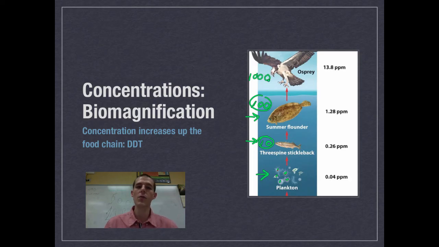And DDT has been found to weaken the eggshells of birds of prey, which means that when they sit on them to incubate them, they crush the egg and kill the baby. This is one of the reasons that DDT was outlawed in America, because of the effects on birds.